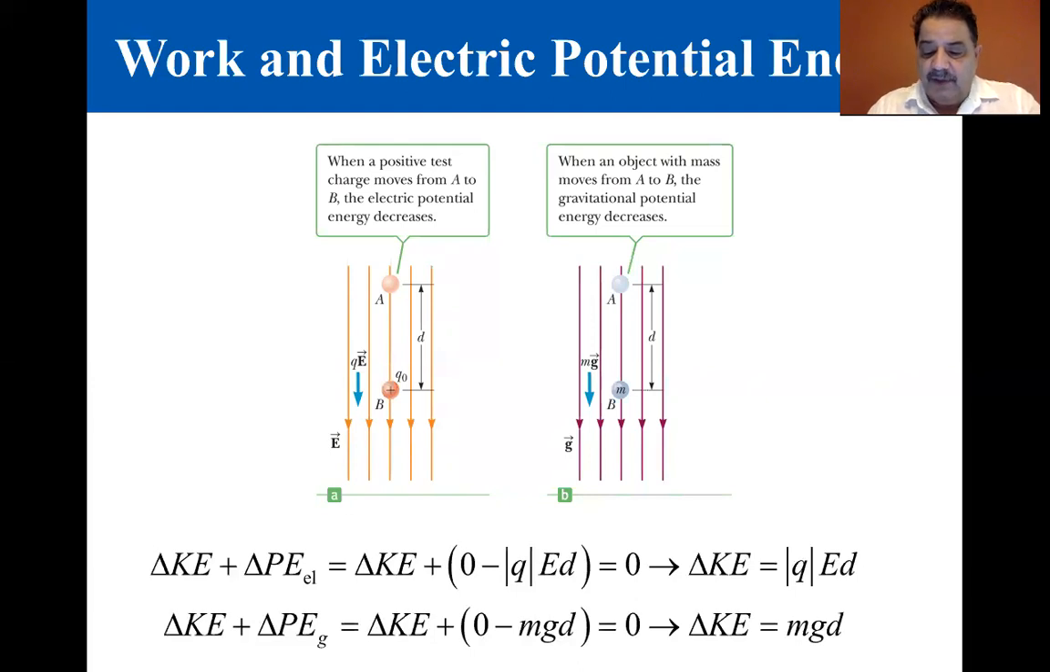So for positive charges, you can see that electric potential energy works very much like gravitational potential energy. In both cases, moving an object opposite the direction of the field results in a gain of potential energy. And when the objects are released, the potential energy is converted to the object's kinetic energy.